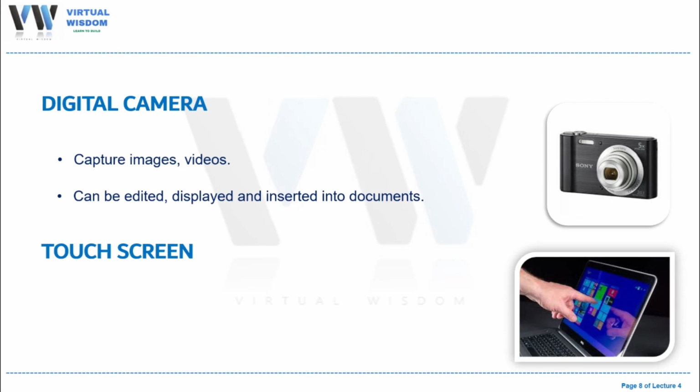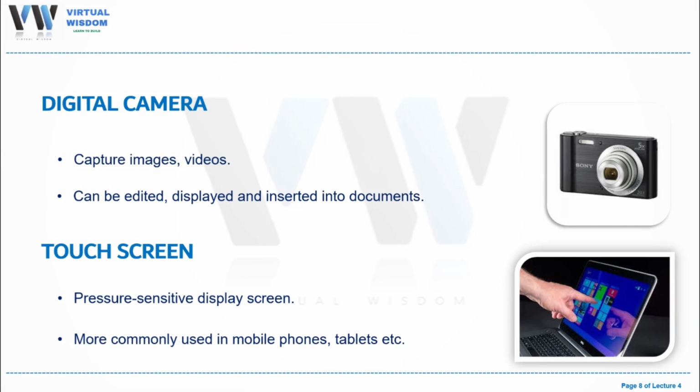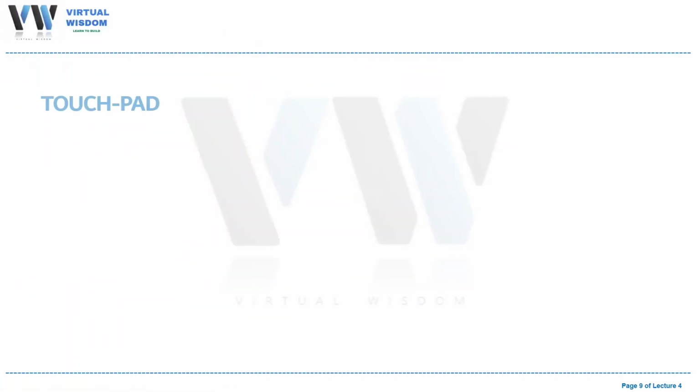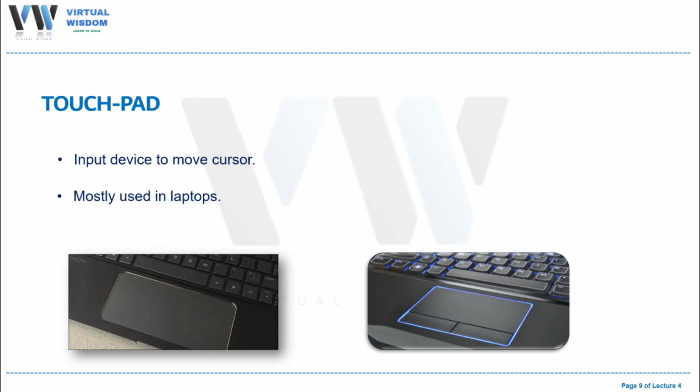Touchscreen is an input device. Touchscreen is basically a pressure-sensitive display screen, which works on the gestures of hands. By touching the screen, it performs operations. It is most commonly used in mobile phones, tablets, etc. Touchpad is like a mouse. It also controls the movement of the pointer or cursor on the screen. It is most commonly used in laptops.